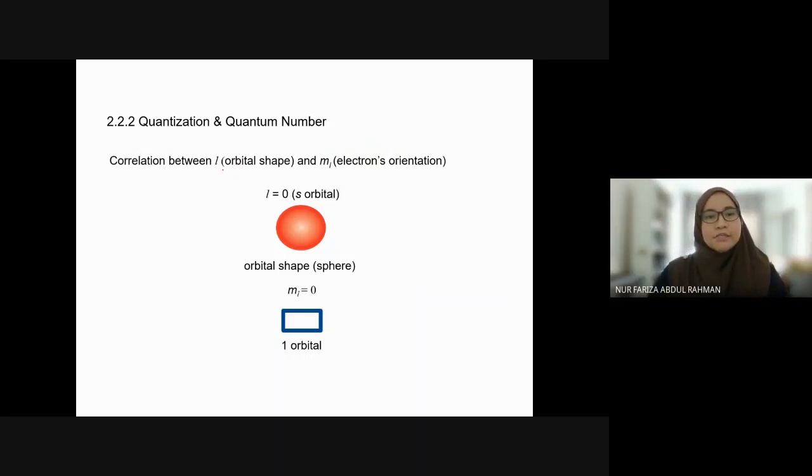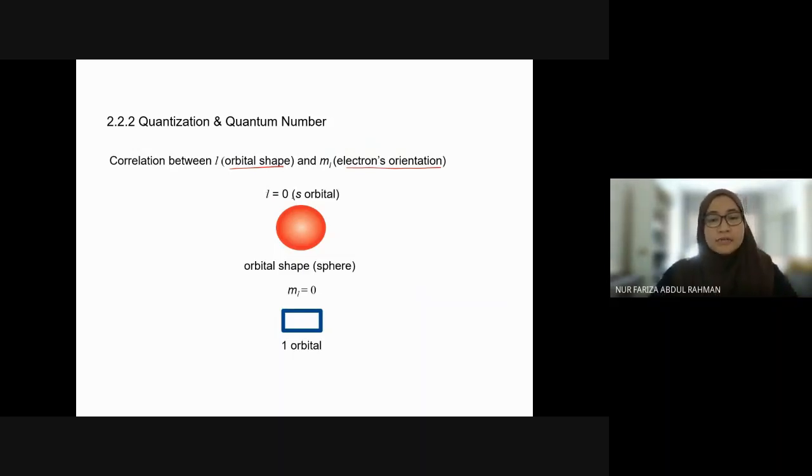Alright, correlation between L and ML. Like I said just now, we have L, which represents the orbital shape. So the ML on the other hand represents the electron orientation. Okay, ini kita dah sampai dekat bilik elektron lah. Bilik elektron ada bilik, so kita dah sampai yang quantum number 3, which is the magnetic quantum number.